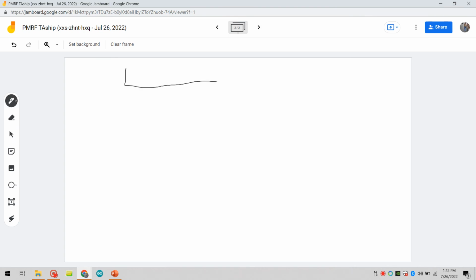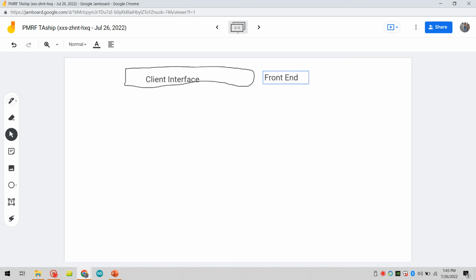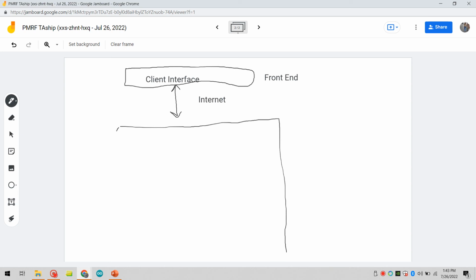So basically this is your front end, let's assume. In the front end there will be a client interface with the help of which your end devices are going to access the services which are provided by your backend. So this is your front end basically. Now this front end is interconnected to your backend with the help of, as I have already told, internet. Now with the help of internet, this front end can access the services which are provided by our cloud or the components of cloud.